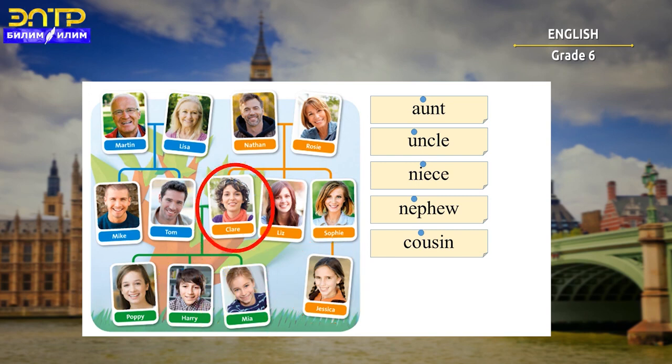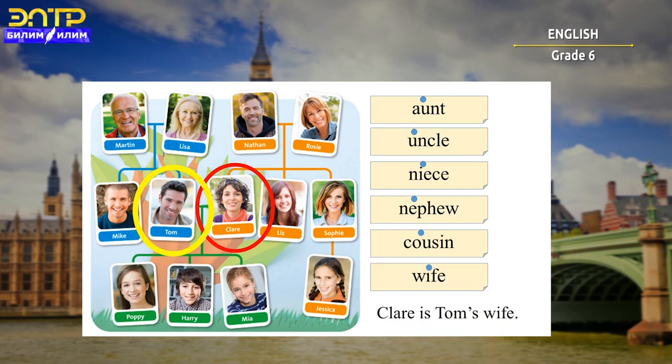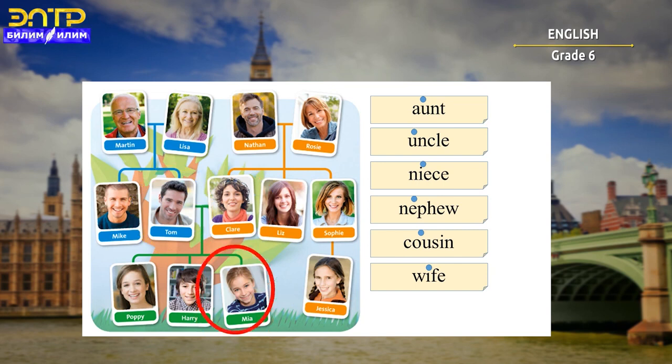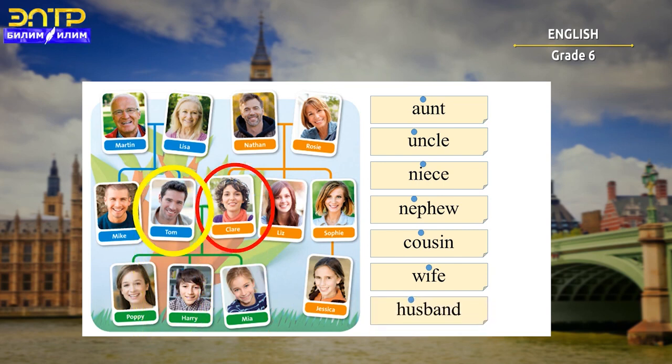What about Claire and Tom? Who is Claire for Tom? She is Tom's wife. Repeat after me, please. Wife. Wife. Very good. And who is Tom for Claire? Tom is Claire's husband. Repeat after me. Husband. Husband. The stress is on the first syllable.